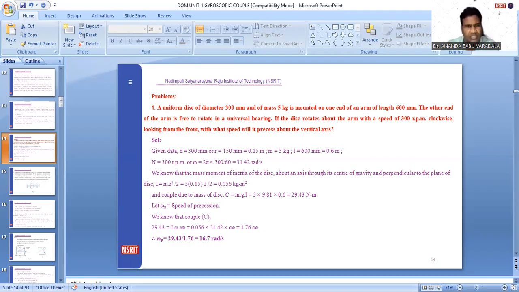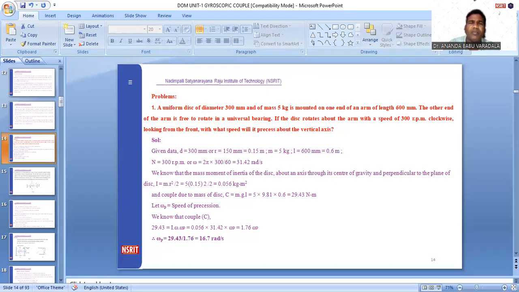Coming to the given data in the problem, the diameter of the disc is 300 mm. That means the radius of the disc is 150 mm, converted into meters, 0.15 meter. And the mass of the disc is 5 kg. The disc is mounted on an arm, and the length of the arm is 600 mm, that means 0.6 meter. And the speed of the disc is 300 rpm.